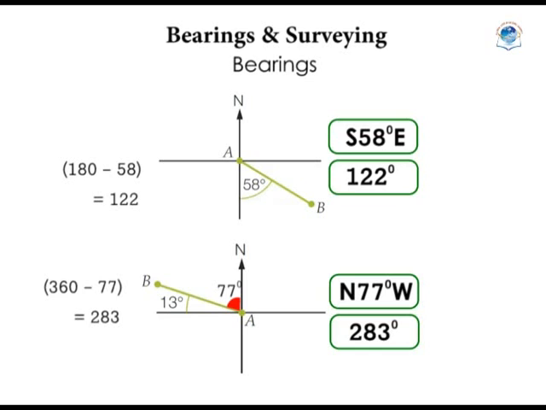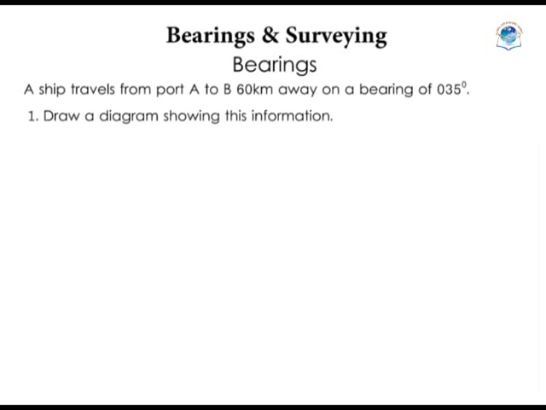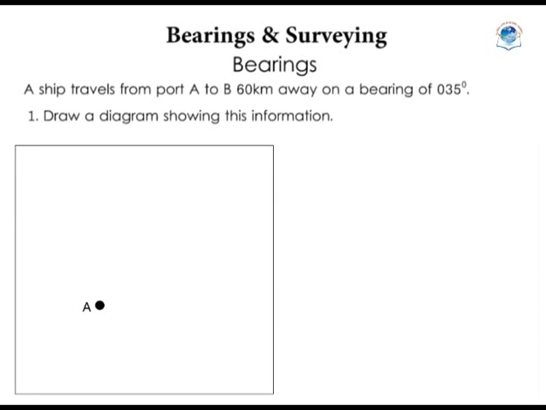Let's take an example. A ship travels from port A to B 60 kilometers away on a bearing of 035 degrees. Draw a diagram showing this information. So this is point A. We draw the bearing here, 35 degrees from north, and it will travel 60 kilometers. This is B.